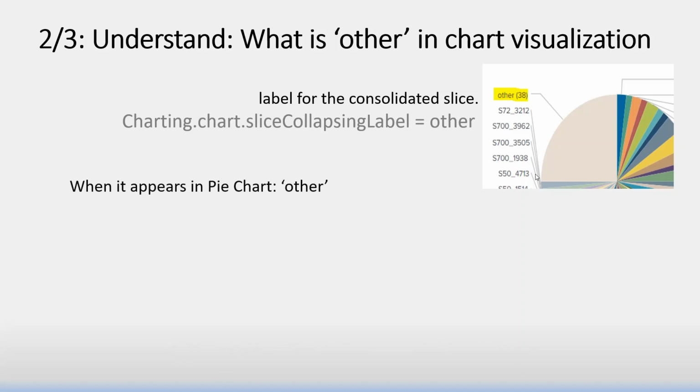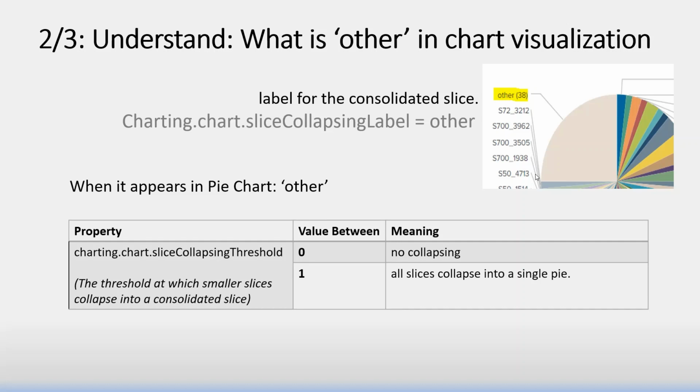To understand when it appears in the pie chart, we have to know about another property, which is chart.sliceCollapsingThreshold. For this property we can set a value between 0 and 1. When it is 0 it means no collapsing, and when it is 1 it means all slices collapse into a single slice. The default value is 0.01.